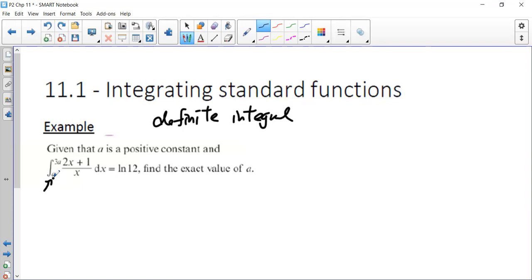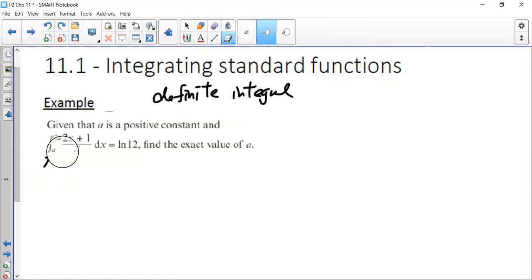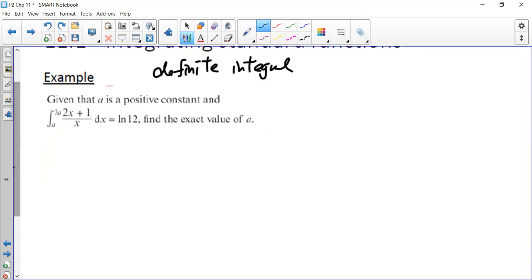To integrate with a range, you should know from year 12 that you sub in at the end, the bigger one, and subtract the smaller one. So, given that a is a positive constant, and the integral from a to 3a of (2x plus 1) over x dx is ln 12, find the exact value of a.